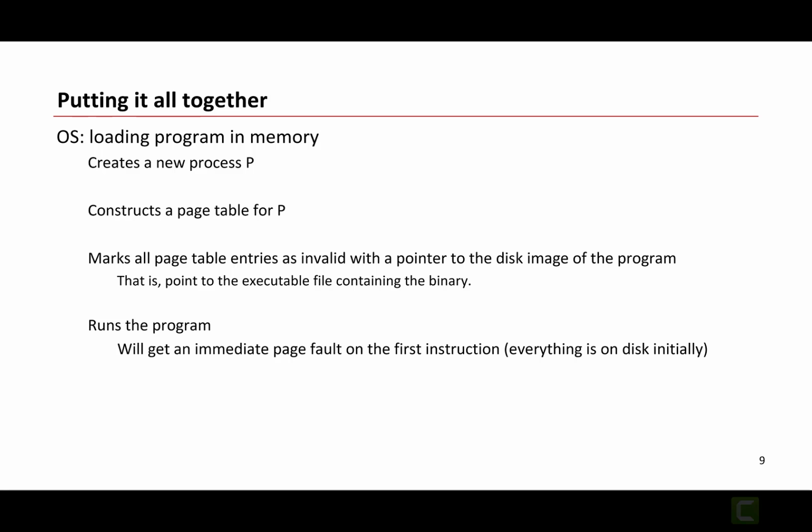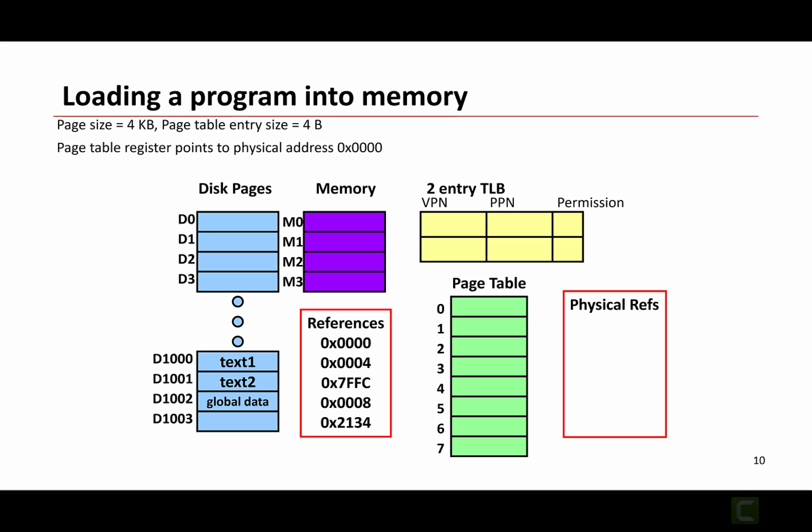And then the process will be scheduled on the processor. The program counter will be initialized to the first instruction, and then the instructions will start executing. So now let's see how all this is stored in memory.